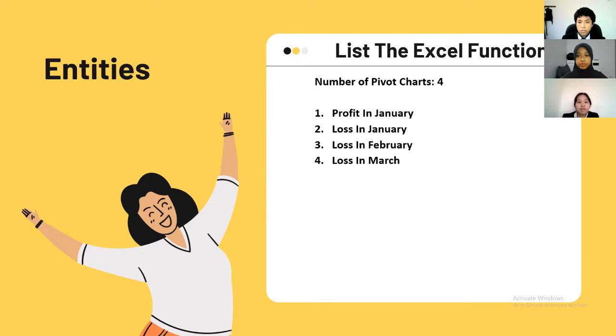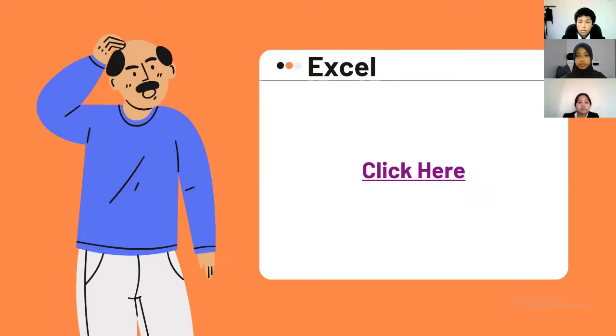Next is the number of pivot charts. The first is profit in January, loss in January, loss in February, and the last is loss in March. After that, we are going to jump into the Excel file.